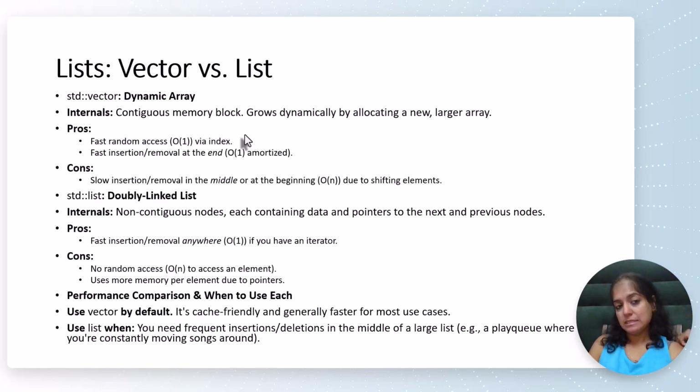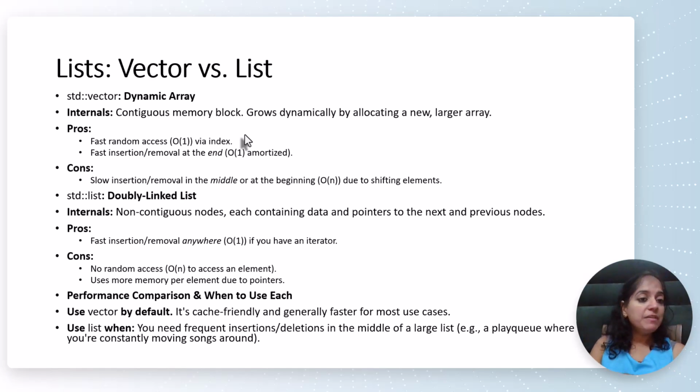So, vectors versus list. Vectors are dynamic arrays. This is a contiguous memory block that grows dynamically by allocating a new larger array. For example, if the current size is 5 and the current capacity is 5, and the vector is filled, it will automatically grow its size to double, and all the elements will be copied to the new vector. So 5, 10, 20, 40, 80, like this the size will grow, as soon as the vector gets full. And vectors work on index.